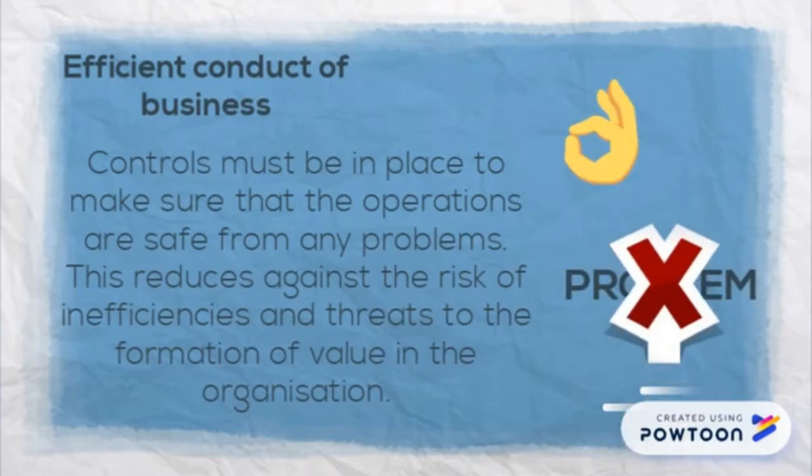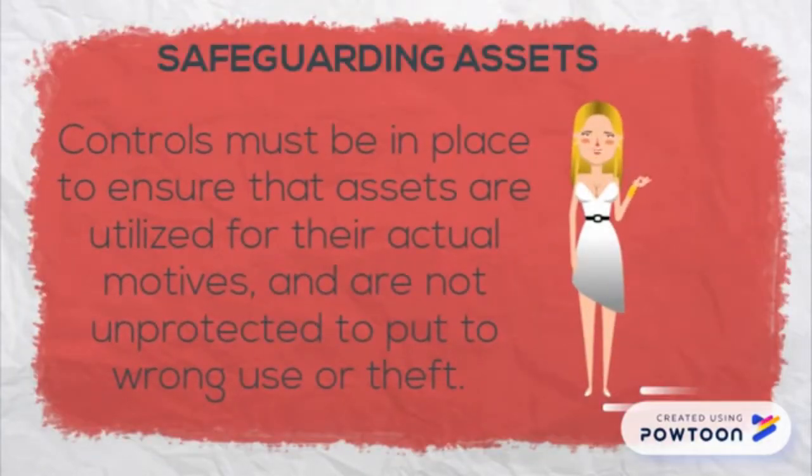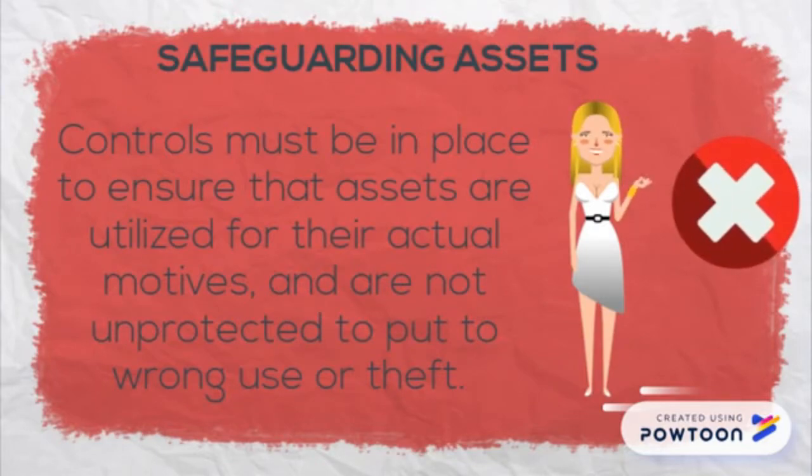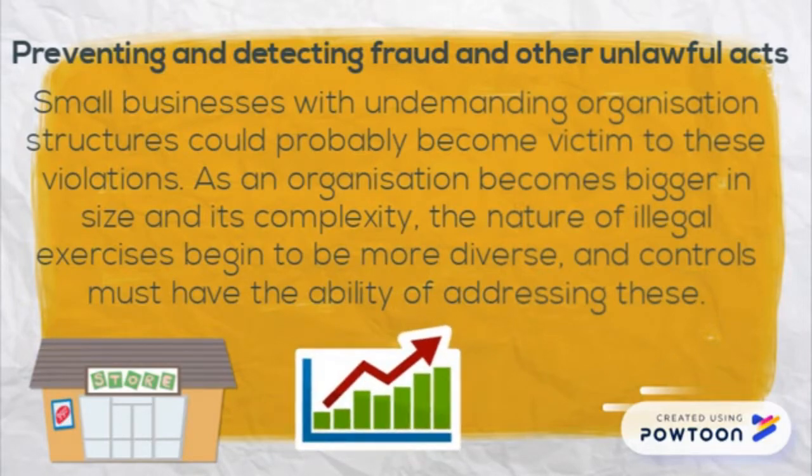This reduces the risk of inefficiencies and threats to the creation of value in the organization. Controls must be in place to ensure that assets are used for their intended purposes and are not exposed to being put to wrong use or theft. Small businesses with simple organizational structures could easily become victims of these violations. As an organization becomes bigger and more complex, the nature of illegal activities becomes more diverse, and controls must have the ability to address these.